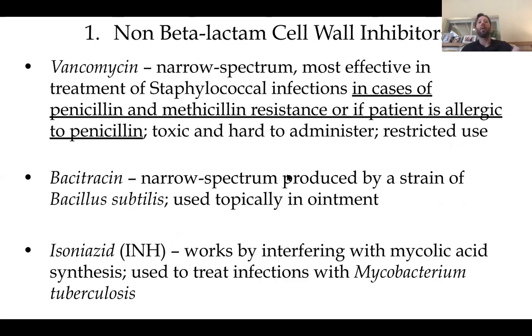However, there are non-beta-lactam drugs as well in this first category of cell wall inhibition. A drug like vancomycin is narrow spectrum, but it can be used in infections that are penicillin or methicillin resistant, or if the patient is allergic to penicillin. This can be used as a substitute. Because it's toxic to a certain degree, hard to administer, and narrow spectrum, it's not as widely used, but it can be used as a backup.